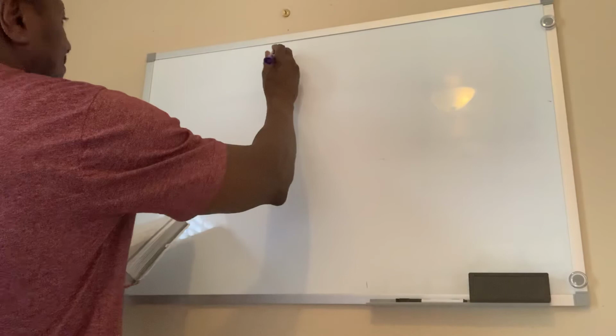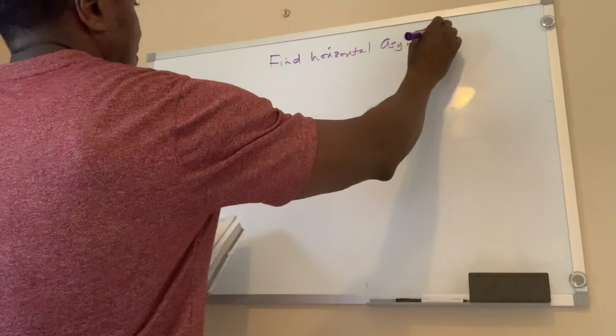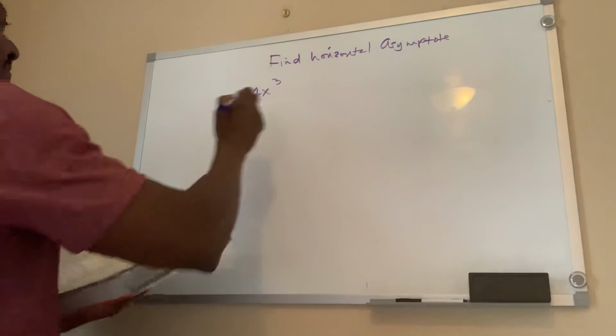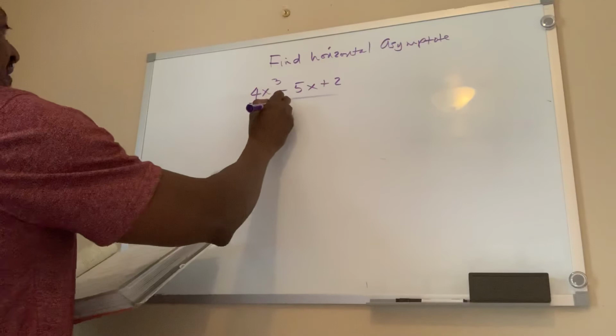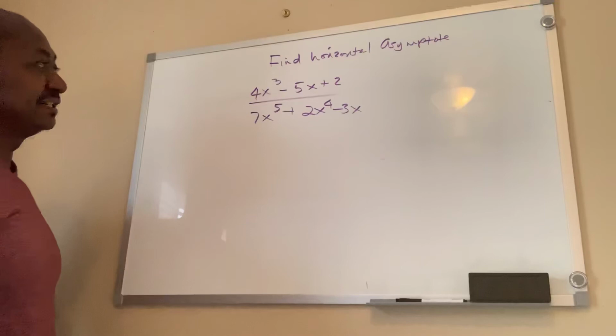Okay, so let's pick a couple of examples here. Finding a horizontal asymptote. Find the horizontal asymptote. Here, if we have 4x cubed minus 5x plus 2 divided by 7x plus 2x to the 4 minus 3x. Okay, here you have this rational function, and you're asked to find the horizontal asymptote of this rational function.